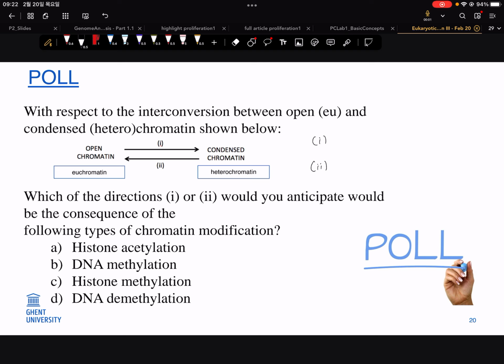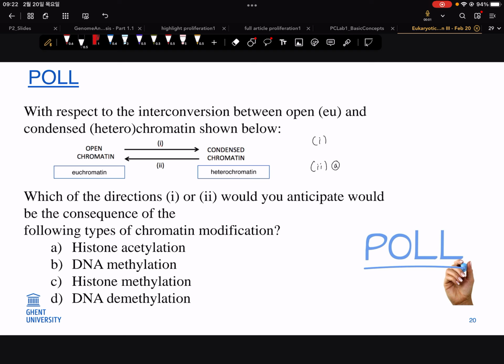If you get more histone acetylation, in which direction will the arrow point? Will you get more euchromatin or heterochromatin? Yeah, okay. You're all looking at each other, but I see most people are indeed pointing in that direction. Histone acetylation, euchromatin.